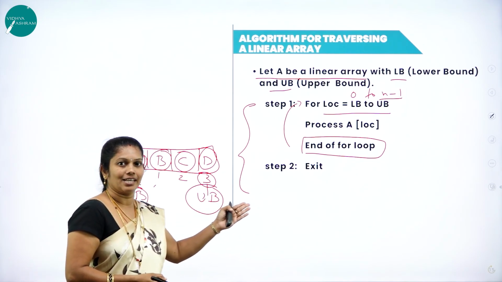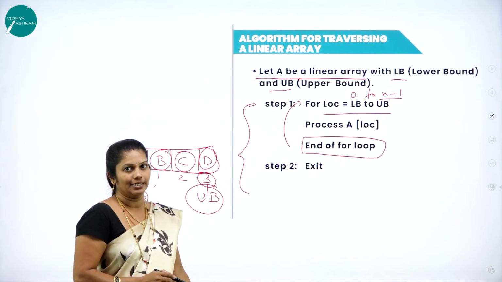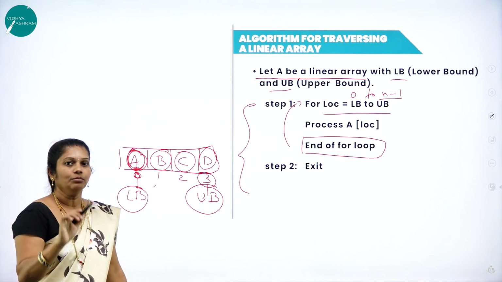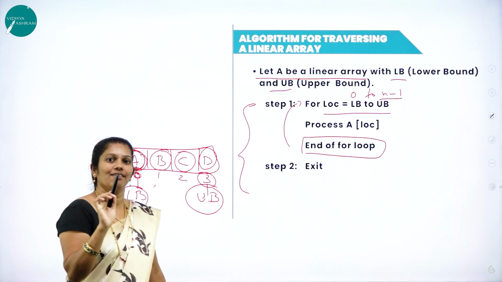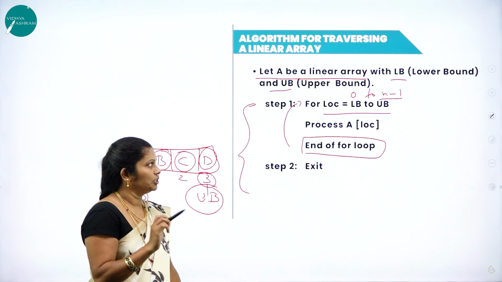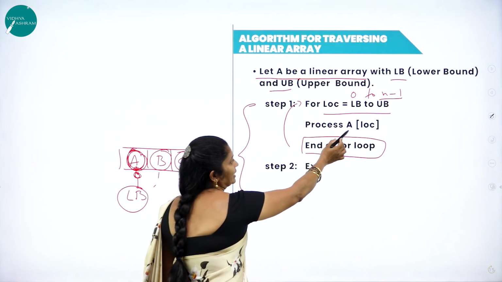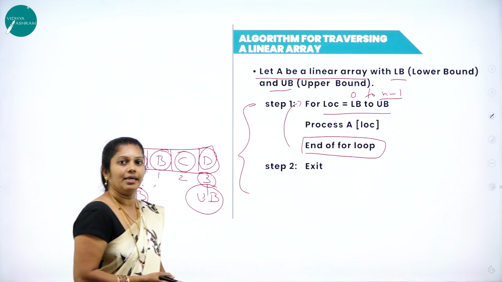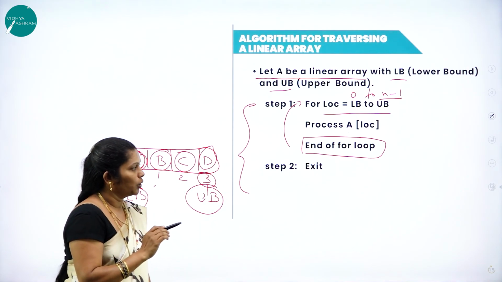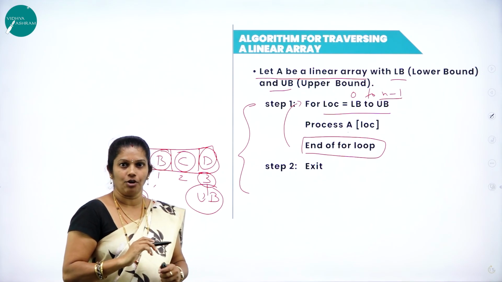These 3 lines themselves carry 3 marks in the annual exam. Write an algorithm to perform traversing. Then you have to mention what you mean by lower bound, what you mean by upper bound, and what exactly A represents. A is the array name, and lower bound, upper bound. Now, is it clear for all of you?